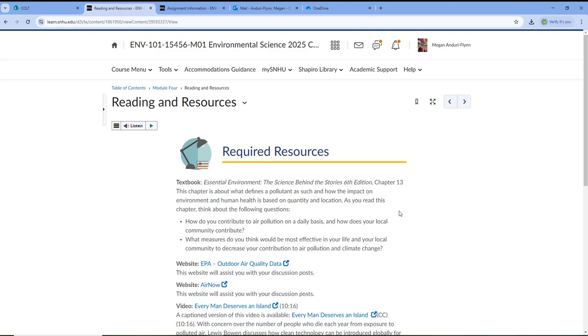Where's the electricity that's powering your computer right now? What type of power plant does it come from? Okay, so that would be more of a point source pollutant. What measures do you think would be most effective in your life and your local community to decrease your contribution to air pollution and climate change? So basically, what ways can you come up with to reduce those emissions from either point source or non-point source emissions?